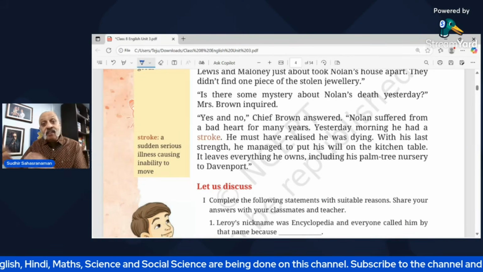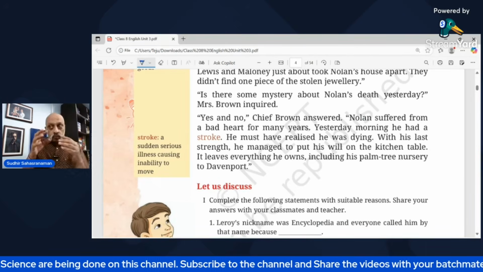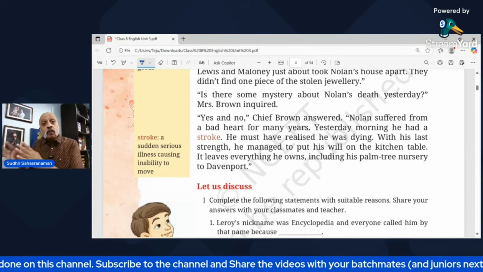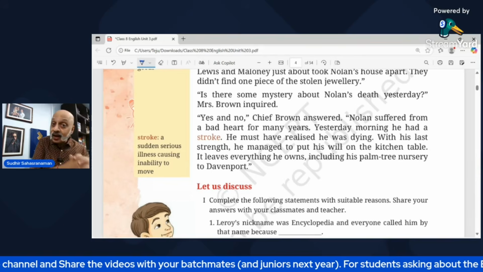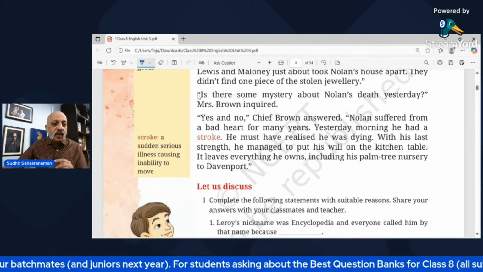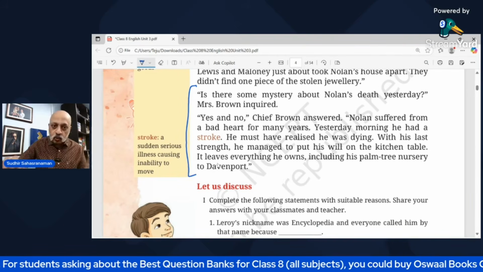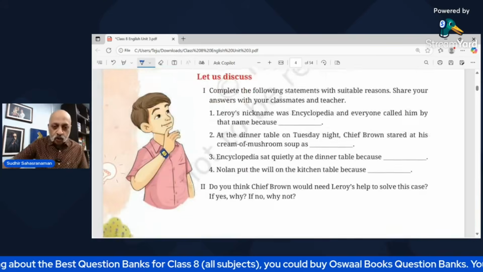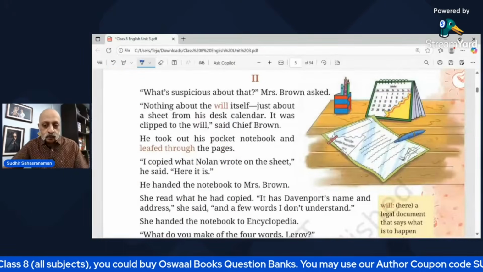And that leaves everything that he owned, including his nursery, to Davenport, who Chief Brown suspects was the person who carried out the diamond store robbery along with Tim Nolan, right? So that's why yes and no. This is definitely a question that can be asked to you in the examination. Okay, with this we come to the end of part 1. These are all recall questions that you can do. Let's move quickly to part 2.